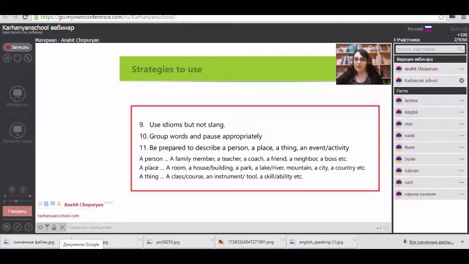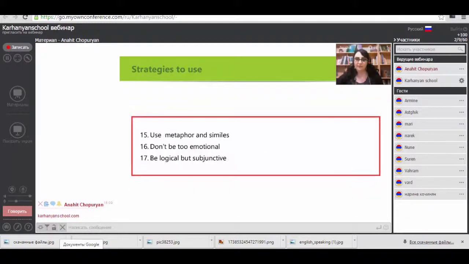Okay, I hope this part was pretty clear for you. So let's go ahead. Then some other strategies to use. I will recommend you to use metaphors and similes. So metaphors and similes can be like this: as beautiful as nature, as brilliant as a diamond, as shining as a diamond, or something like this.